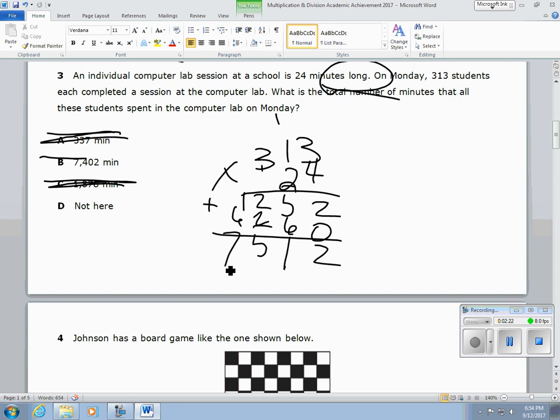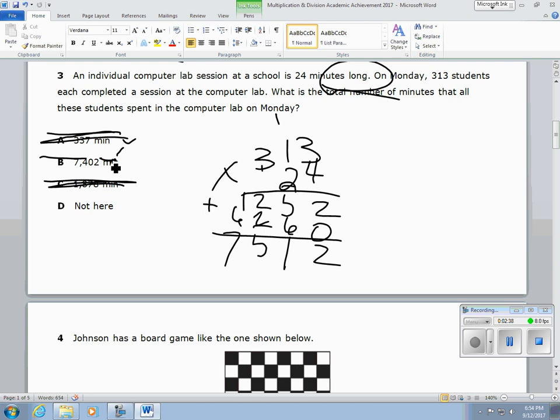So we have to be real careful. Anytime I see that, I'm going to come over here and say this one right here is very close to my answer. So I'm going to double check my adding and my multiplication, because the answer may very well be D. So I'm going to double check again.